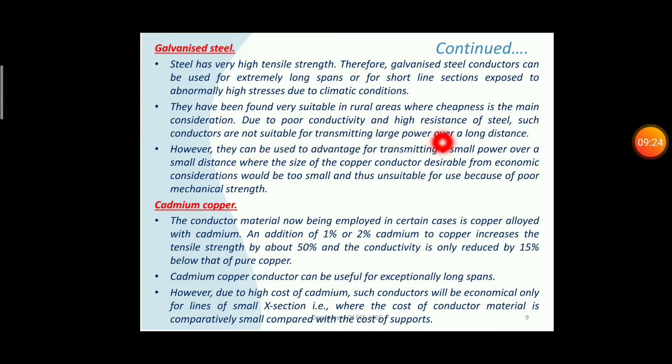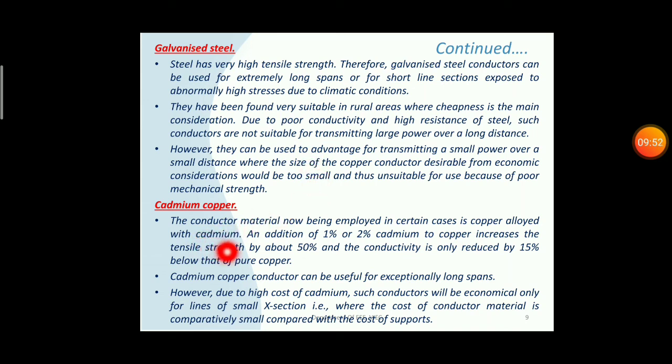Due to the poor conductivity and high resistance, such conductors are not suitable for transmitting large power over long distances. The conductivity is poor and resistance is high, so it is not suitable for large distances. However, they have the advantage of transmitting smaller power at low cost. While considering the economic matters, it will be good.